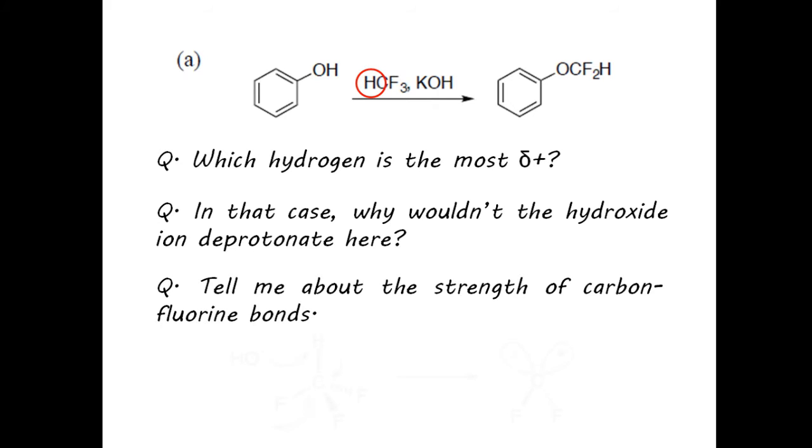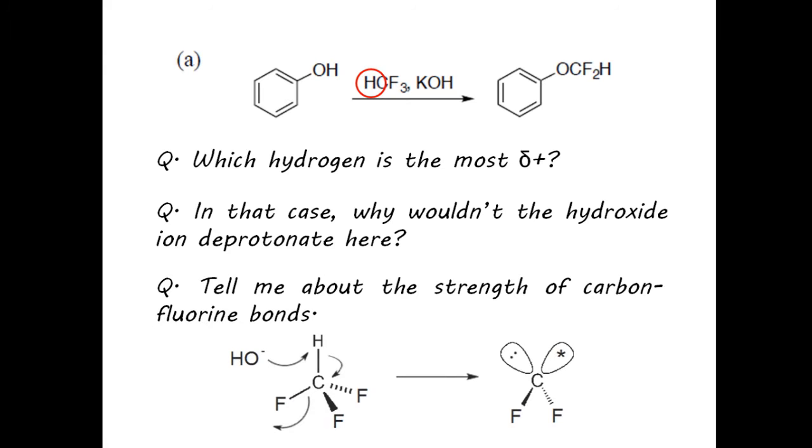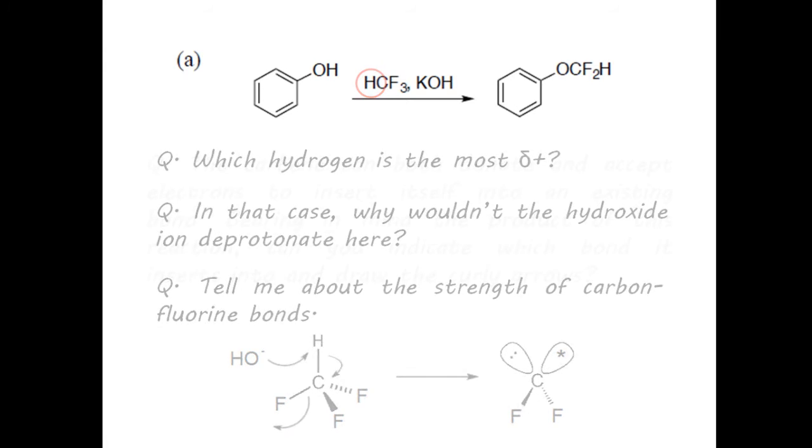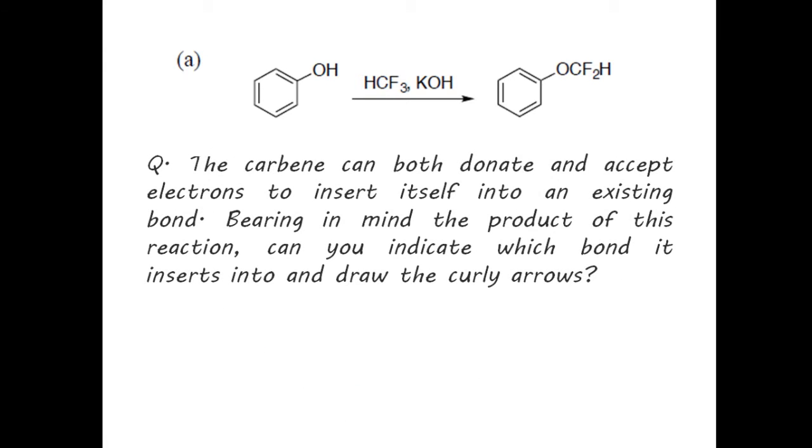The carbene can both donate and accept electrons to insert itself into an existing bond. Bearing in mind the product of this reaction, can you indicate which bond it inserts itself into and draw the curly arrows?